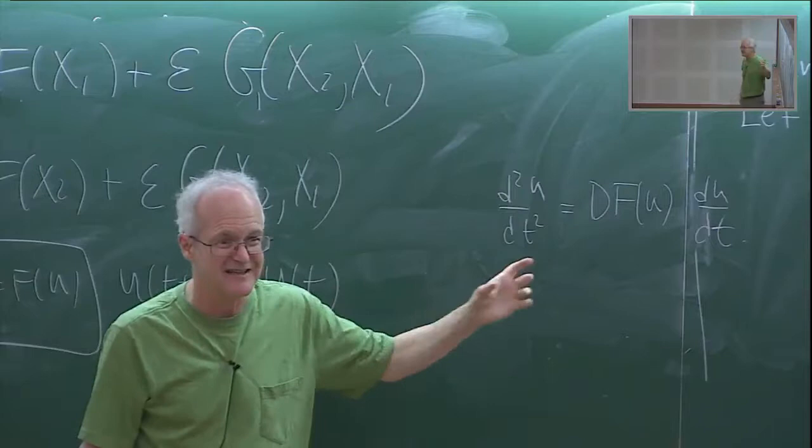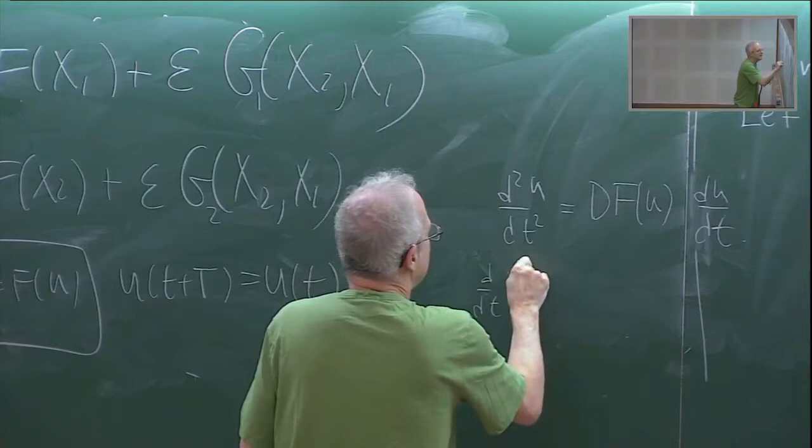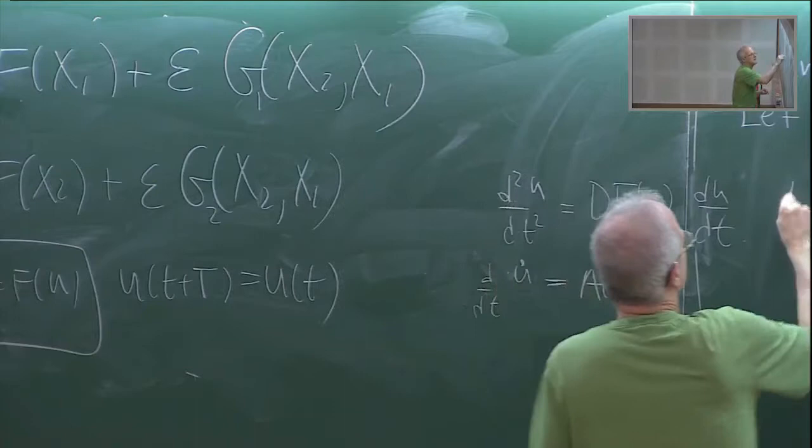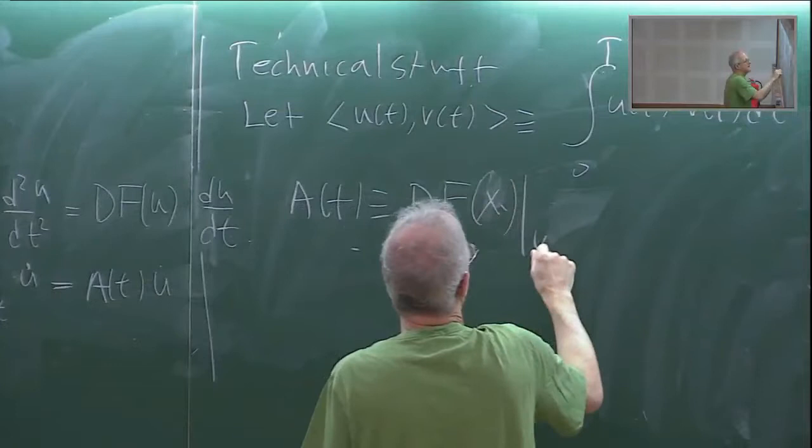Well, that means that d/dt of u dot equals A of t times u dot, where A of t is exactly equal to the derivative of f, df of x, evaluated at u of t. Okay? It's a periodic function.